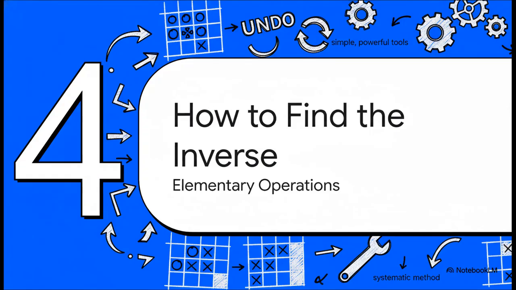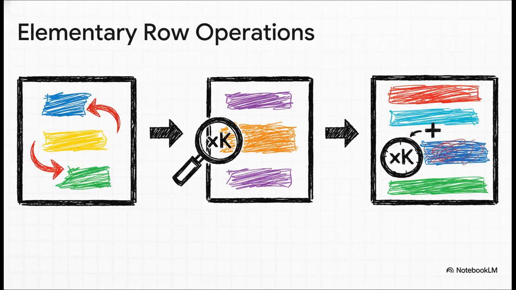So obviously, the next big question is, how do we actually find this all-powerful undo button? Well, we don't just guess. There's a systematic process, a recipe, and it's built using just 3 simple tools called elementary row operations. These are the only 3 moves allowed in the game. That's it. You can swap any 2 rows, you can multiply a whole row by some number, as long as it's not 0, and you can add a multiple of one row to another. With just these 3 simple moves, we can unlock the inverse of a matrix.